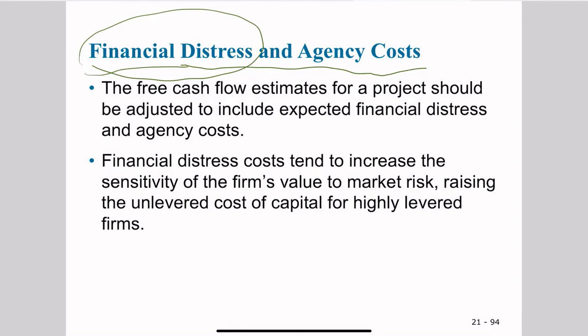And agency cost is mainly connected with asymmetric information in the firm. And we also discussed this in corporate finance too. So I think I will only focus on financial distress cost because this is the major focus in this lecture note.